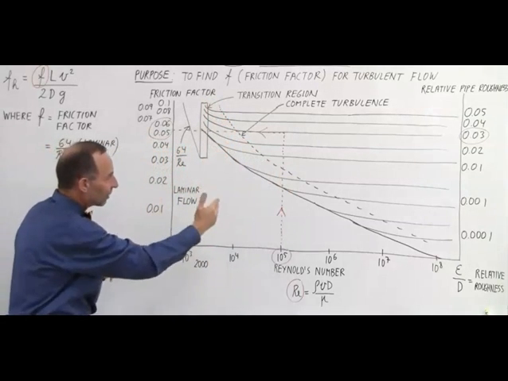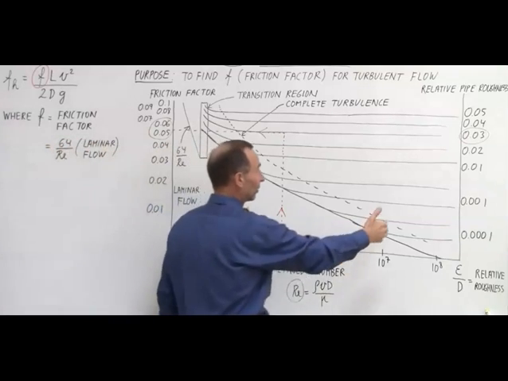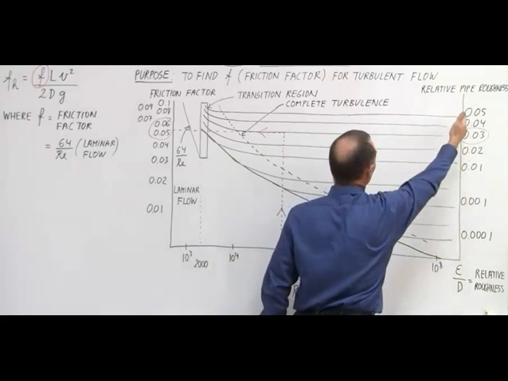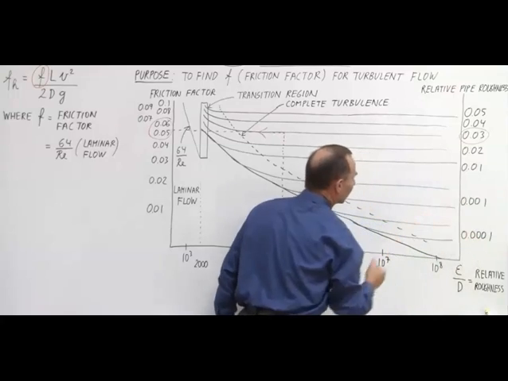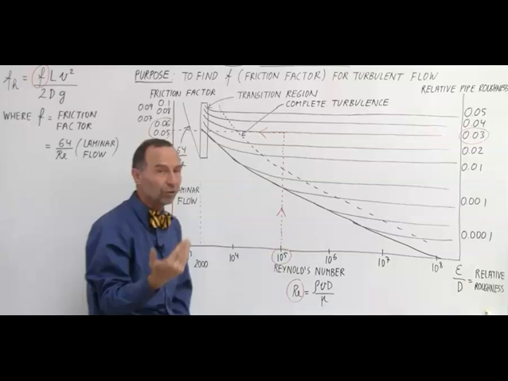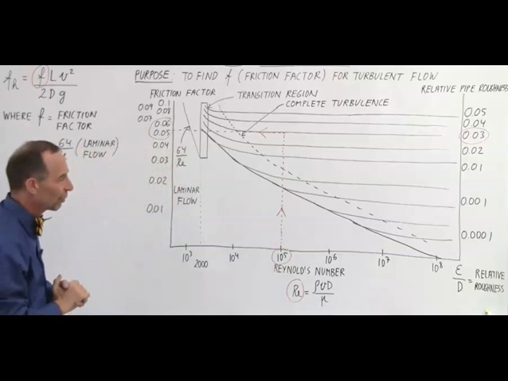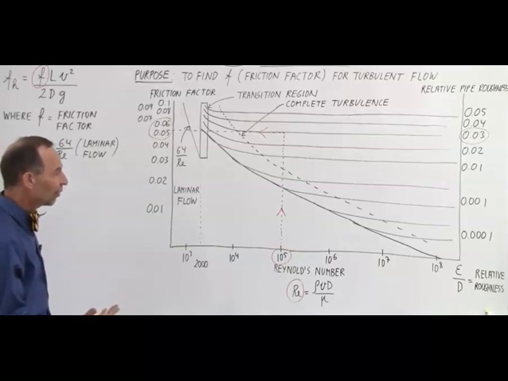Between 2000 and some value, we have what we call transition, and it depends upon the relative pipe roughness. If we have greater roughness, the turbulence happens quicker. If we have less roughness on the inside of the pipe, the complete turbulence happens at a much greater Reynolds number. So it's not as simple and straightforward as we thought before. It does depend on several things.